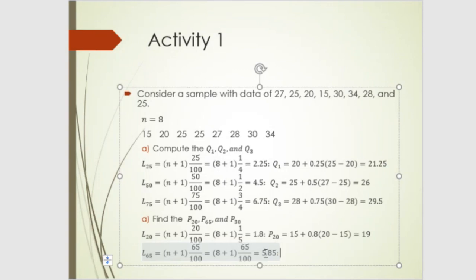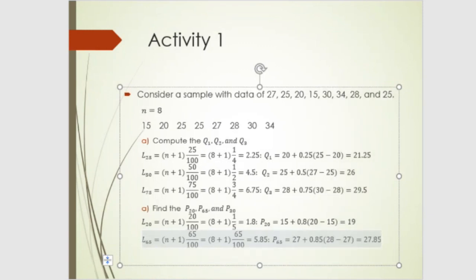So it means it is a value that is between 5 and 6, 1, 2, 3, 4, 5, 6, which is somewhere here, 25 and 30. They're going to share this value. Let's see. What is that value? P65 is equal to, we say 1, 2, 3, 4, 5, which is 27, plus then there is that 85, so it means 0.85. It will be shared between 28 and 27. So what would be the answer? 27.85. Okay. Yes, which is fair enough, that number is between 27 and 28.